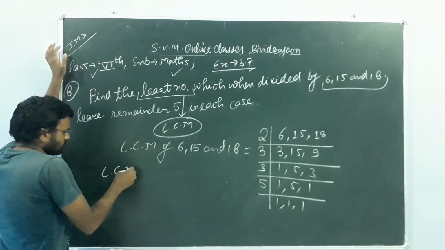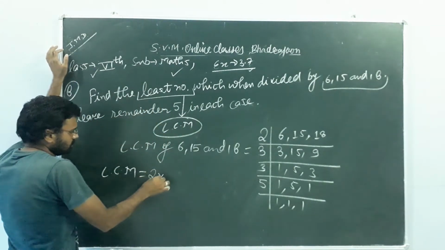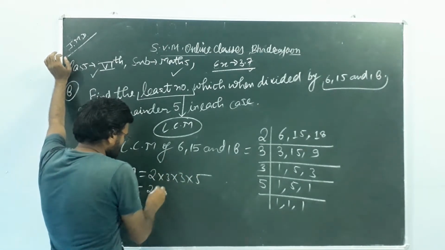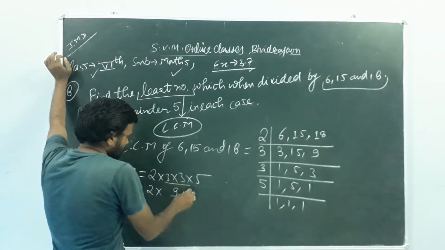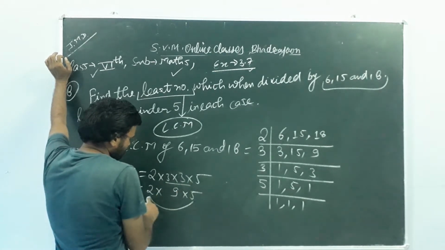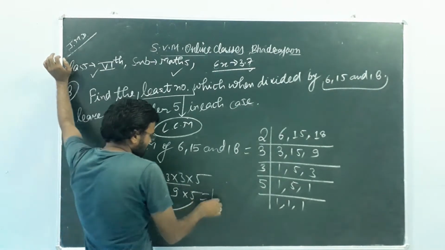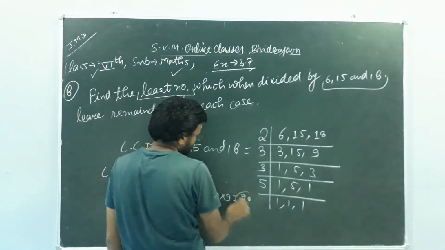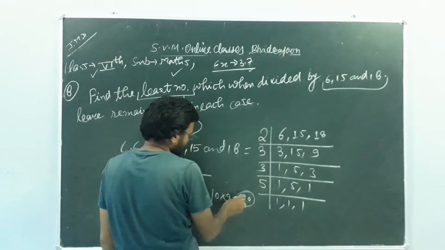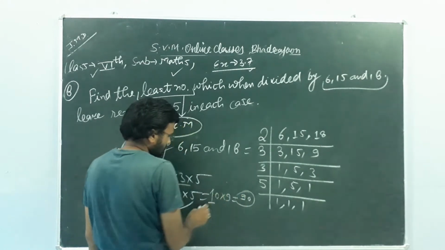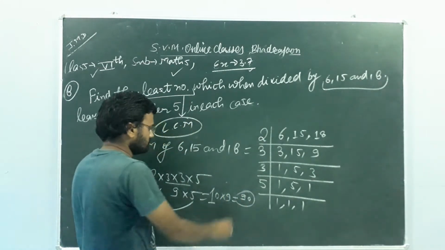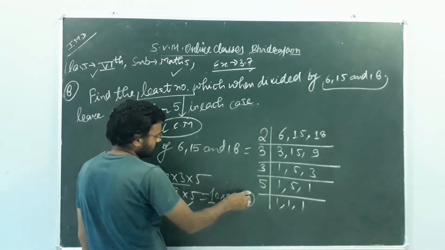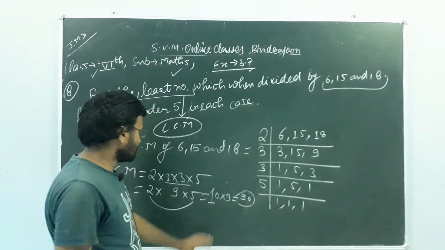Now LCM is what? Our LCM equals 2 into 3 into 3 into 5. 2 into 3 into 3 is 18, into 5. 5 2s are 10. 10 into 9 is 90. So our LCM is 90.